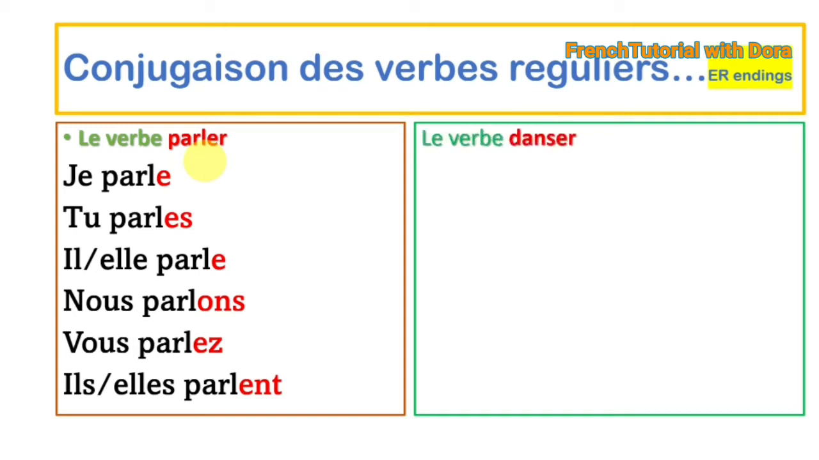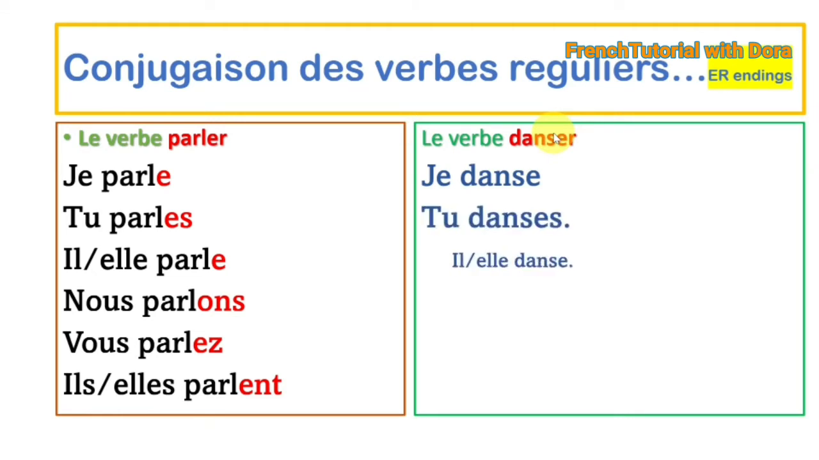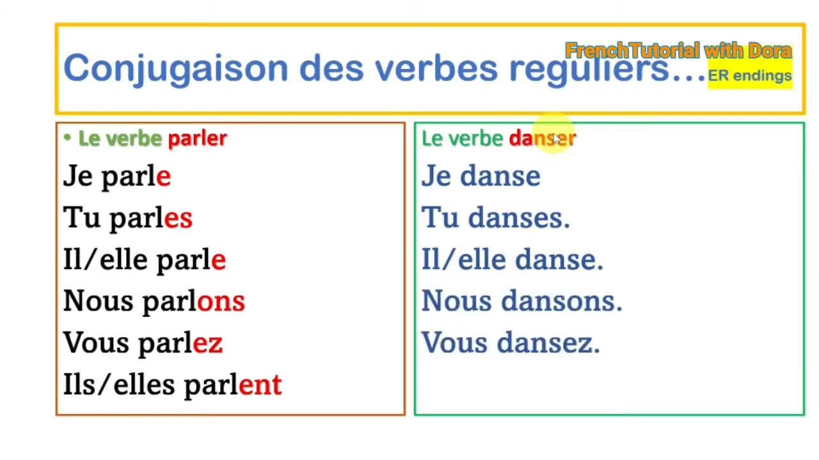Let's look at the next verb we have. We have the verb danser, which is the verb to dance. Some of us like dancing. So let's conjugate it in the present tense: je danse, tu danses, il danse, elle danse, nous dansons, vous dansez, ils dansent, elles dansent.